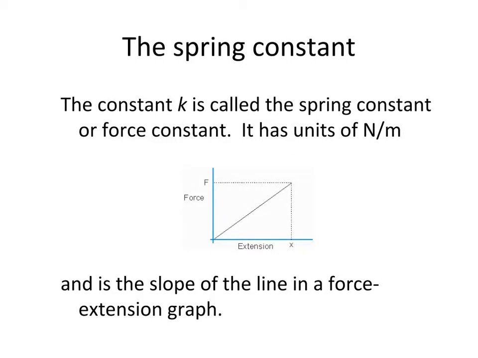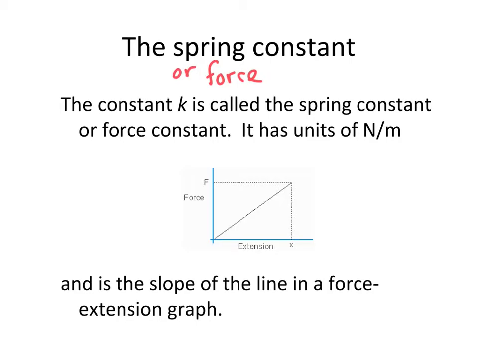We can describe how difficult or easy it is to compress or stretch an elastic material using the spring constant, also sometimes called the force constant, for that object or material. We use k to represent the spring constant or the force constant, and k has units of newtons per meter. We can find this force constant by calculating the slope of a force versus extension or force versus compression graph. We could also call it a force versus deformation graph.